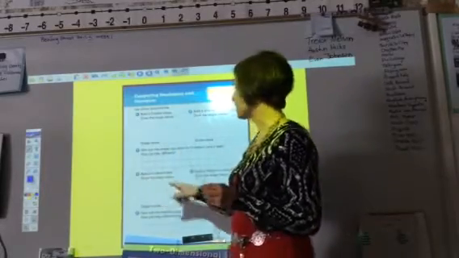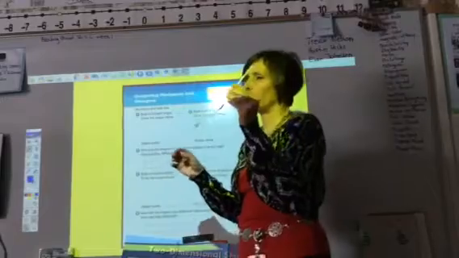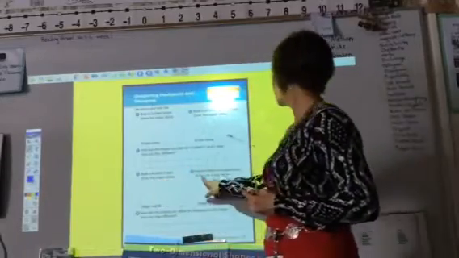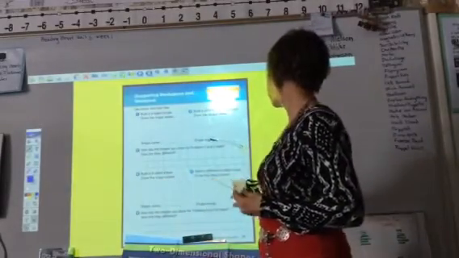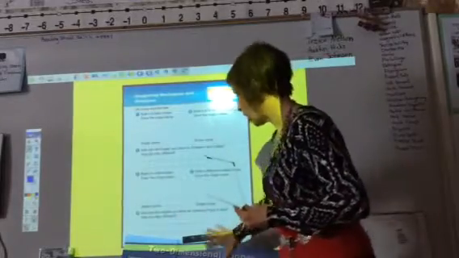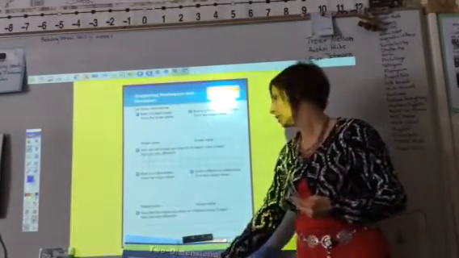And it says draw a six-sided shape. Build a six-sided shape with these, then draw the shape below. Build a different six-sided shape and draw it below. What's the shape's name? I'll leave these out here, okay, so that you can see. We'll put them up high.